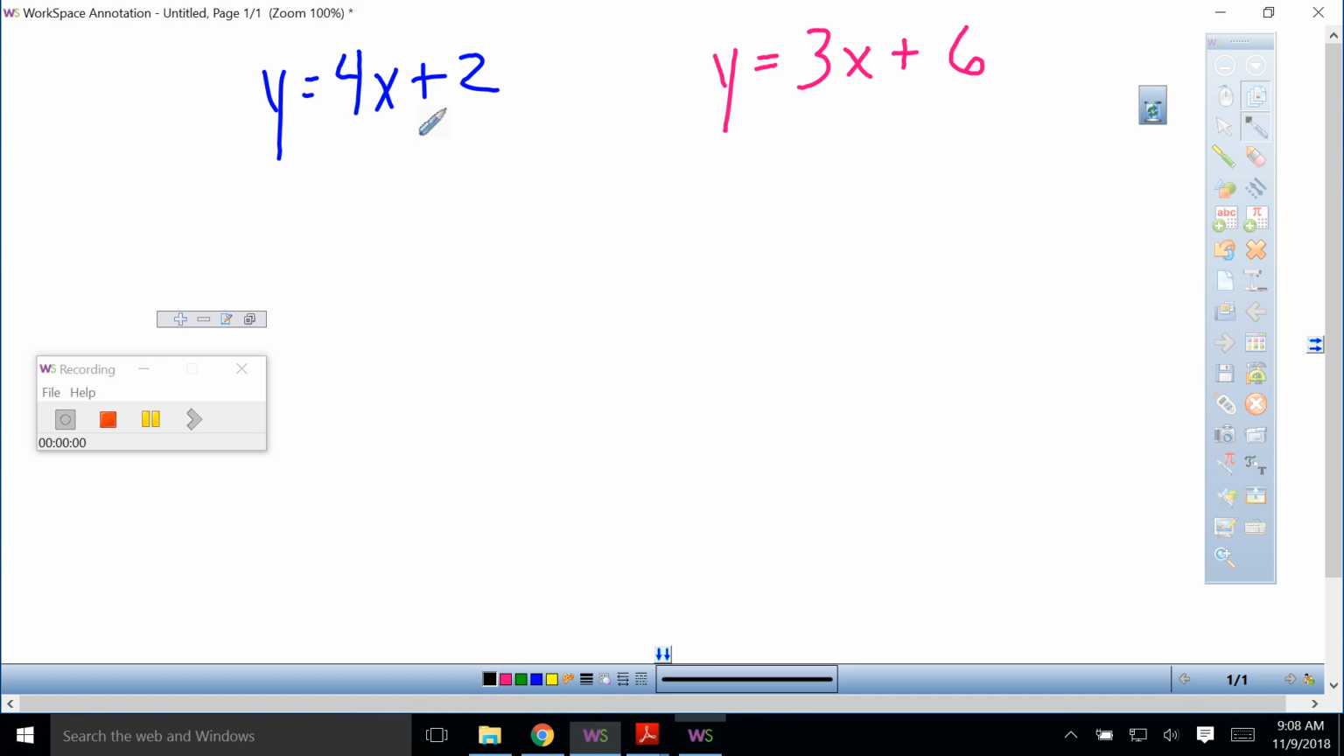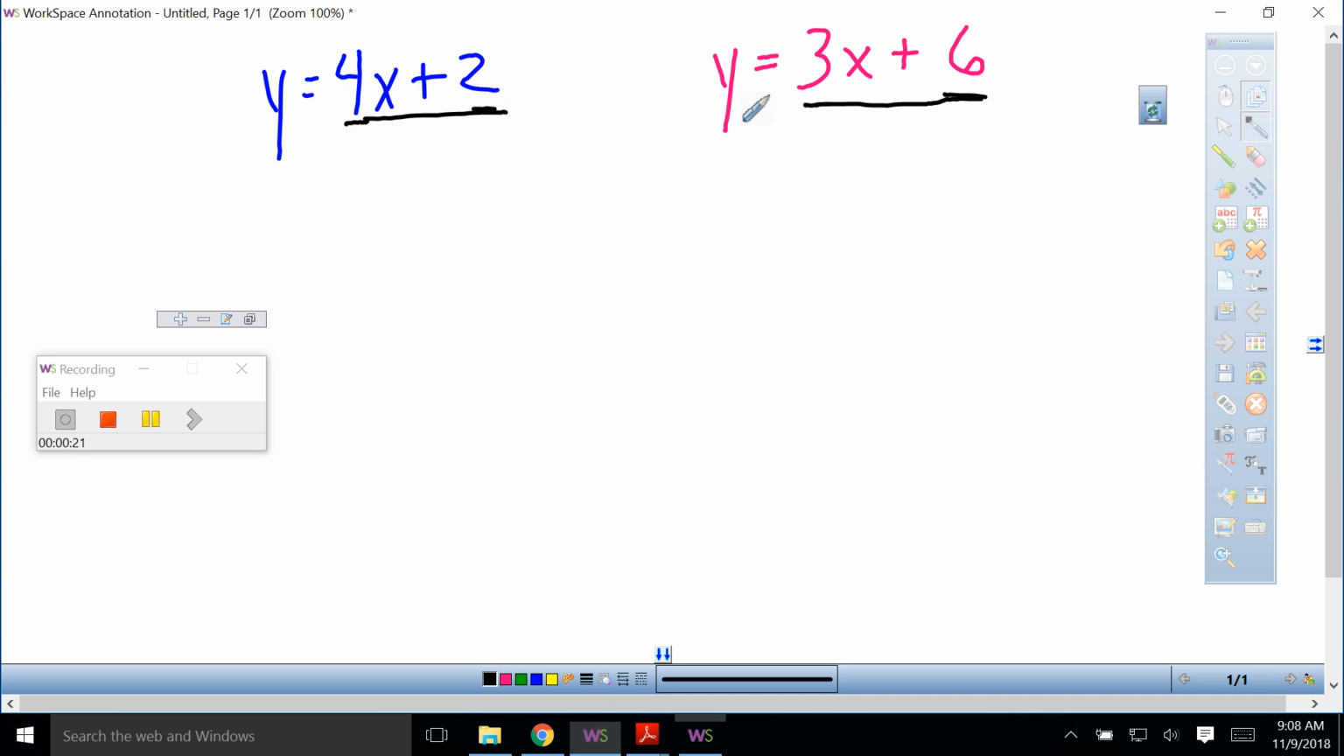Okay, what we have here is two different equations that are in slope-intercept form. So this is our slope, and this is our y-intercept. Well, what we have is this one is equal to y, and this one is equal to y.